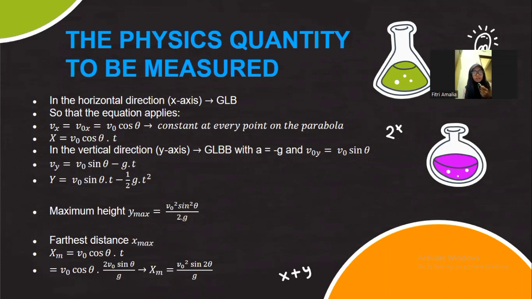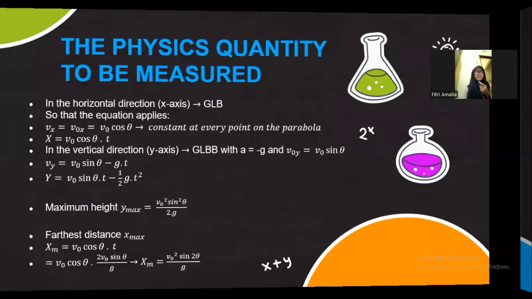The maximum height or Y max equals V0 squared times sin squared theta over 2 times g. The farthest distance or X max: X max equals V0 times cos theta times t, or X max equals V0 times cos theta times 2 V0 times sin theta over g. The final result is X max equals V0 squared sin 2 theta over g.